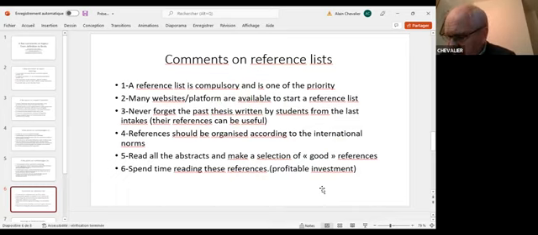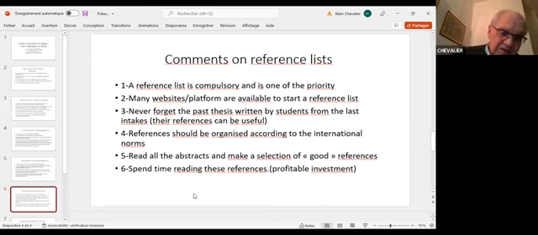This selection is important because the 15 or 20 good references will be the ones you will read carefully, in order to understand what the different authors are writing on your topic. You have to spend time there. This is a very profitable investment. Very profitable investment. And some students are bypassing this investment. And generally after that, their paper is very, very descriptive.